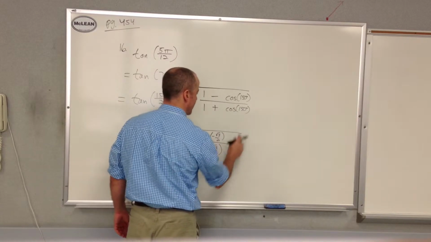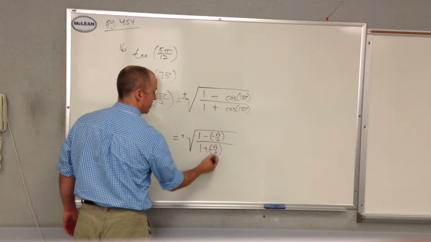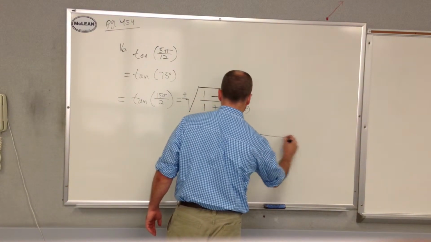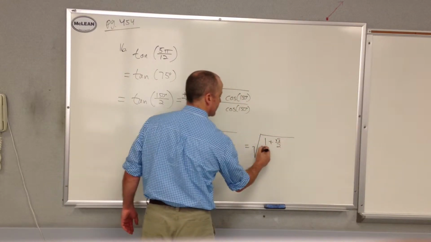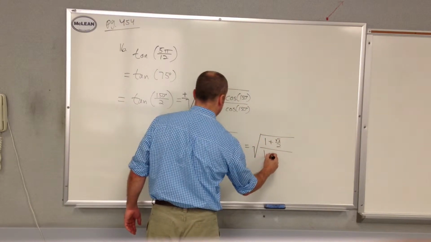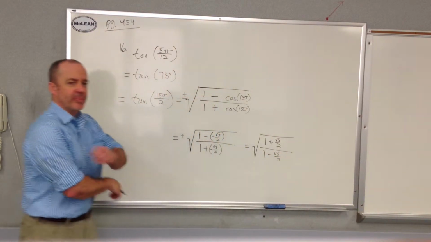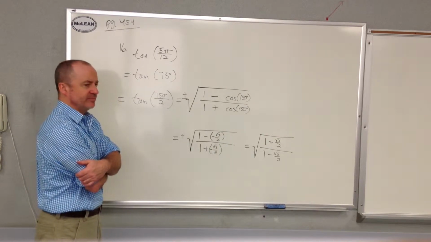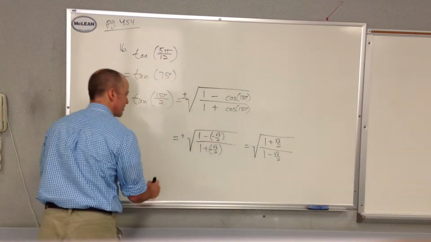So I put negative root 3 over 2 into the numerator and the denominator, and this gets me the square root of 1 plus root 3 over 2 divided by 1 minus root 3 over 2. Is that in a nice simple form? No. Complex fractions, irrational all over the place.